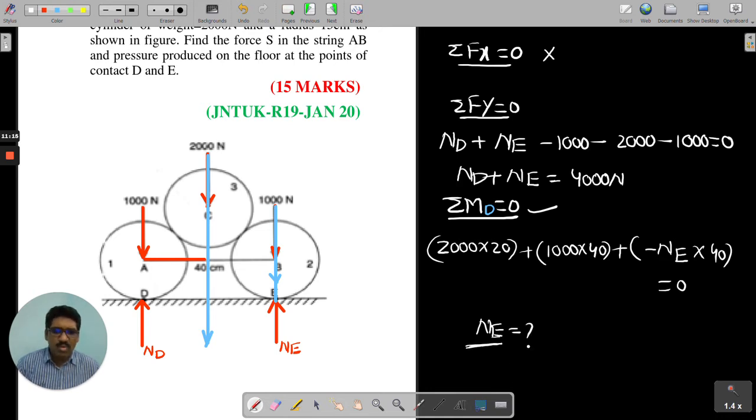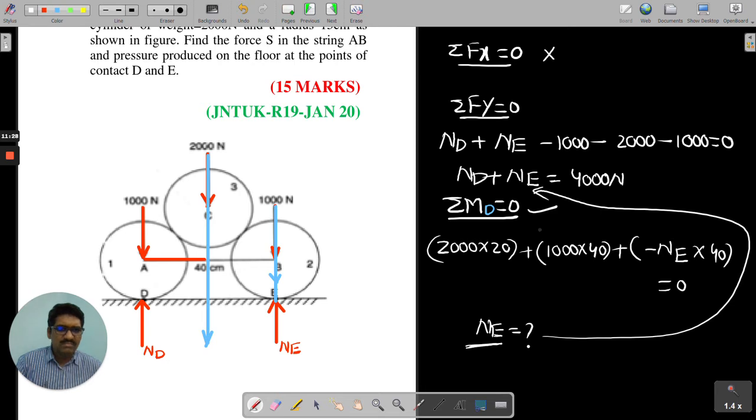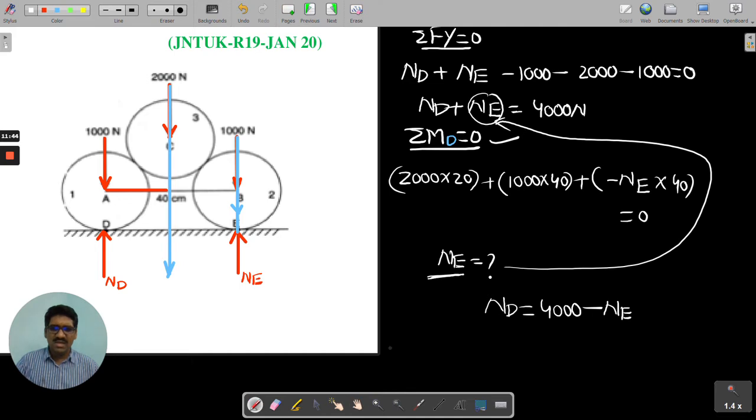After getting the value of the reaction force at the point E, you can substitute this NE value in this equation. Am I right? You can check. Now after substituting this NE, can I say that ND will be definitely equal to 4000 newtons minus the value of NE? Am I right, all of you? Definitely. So can you bring out the value of ND in the problem or not? Definitely we can say. Now we know NE, we know ND.